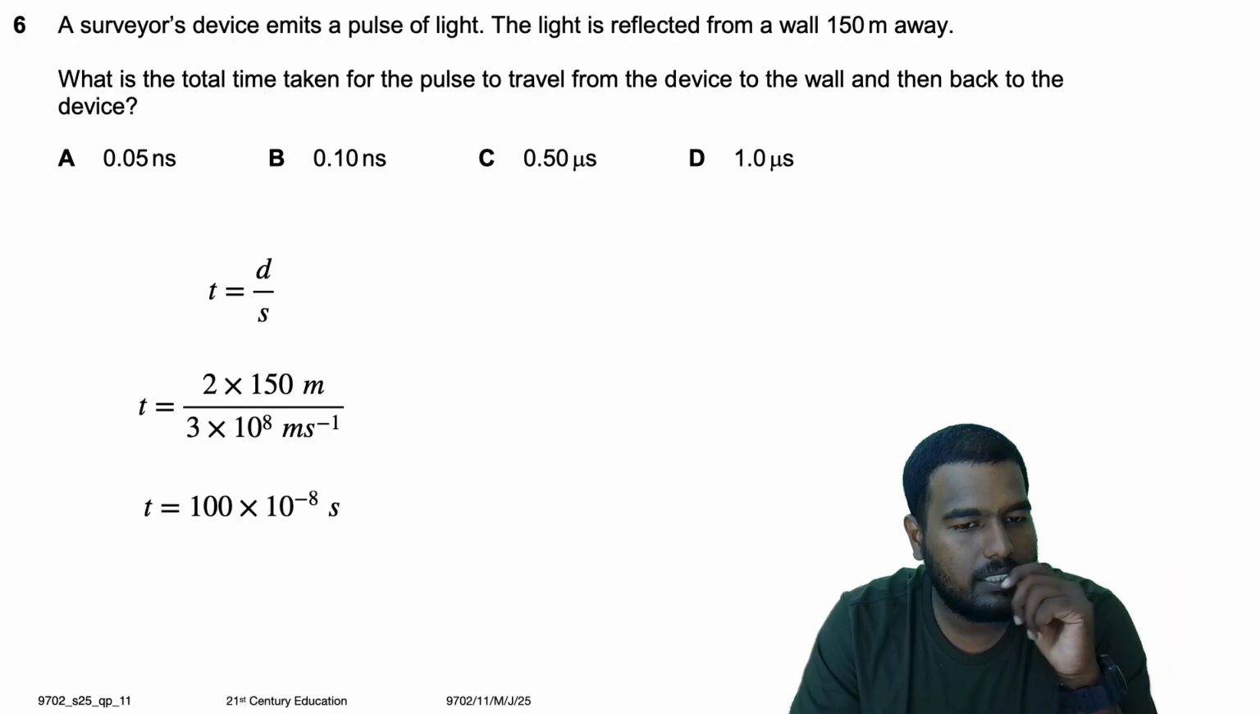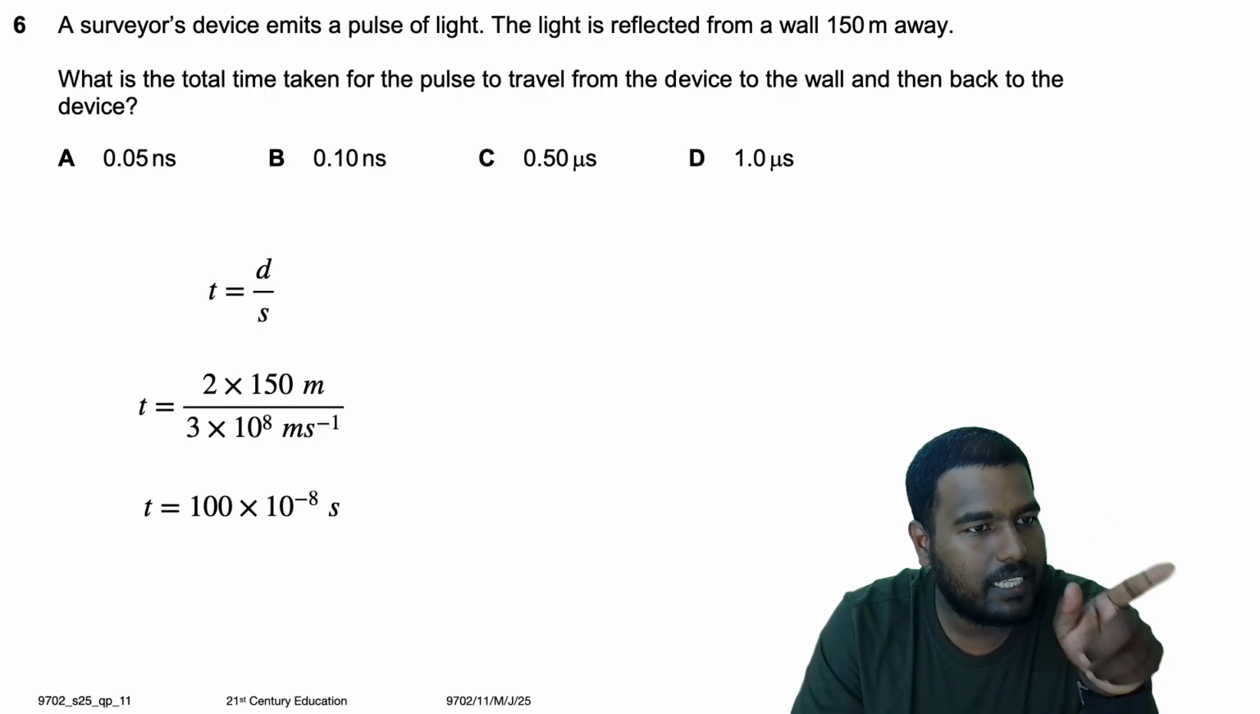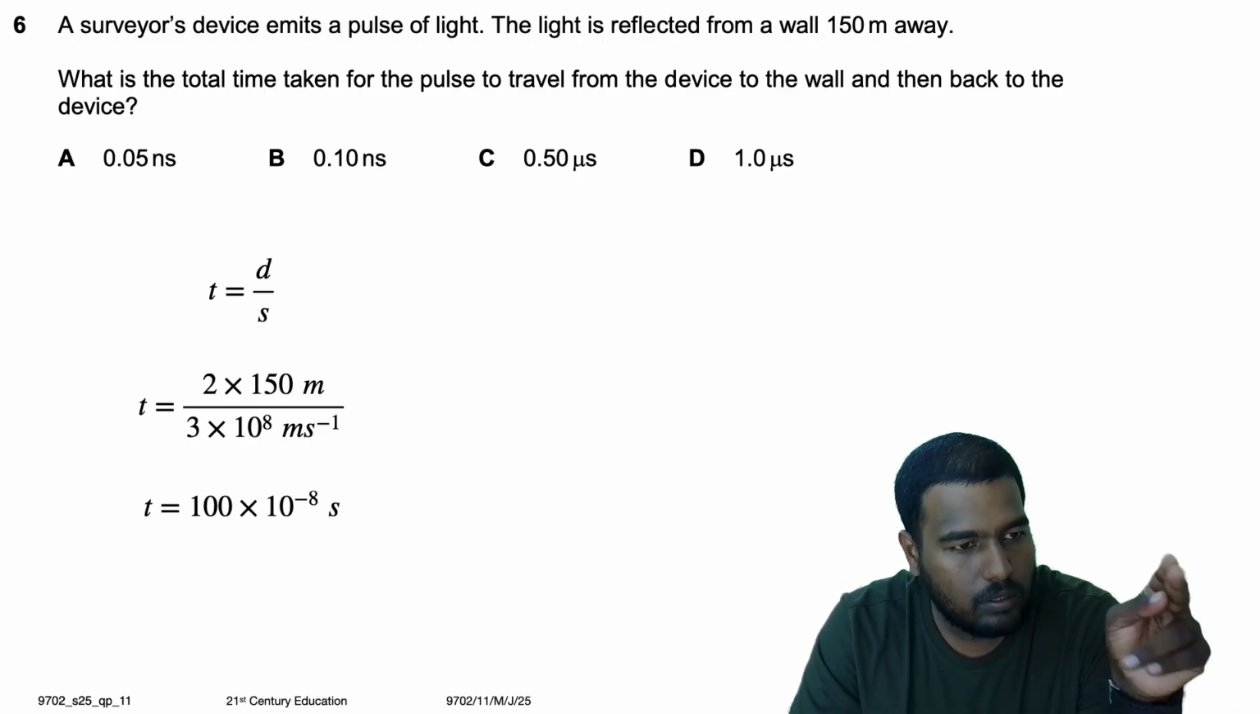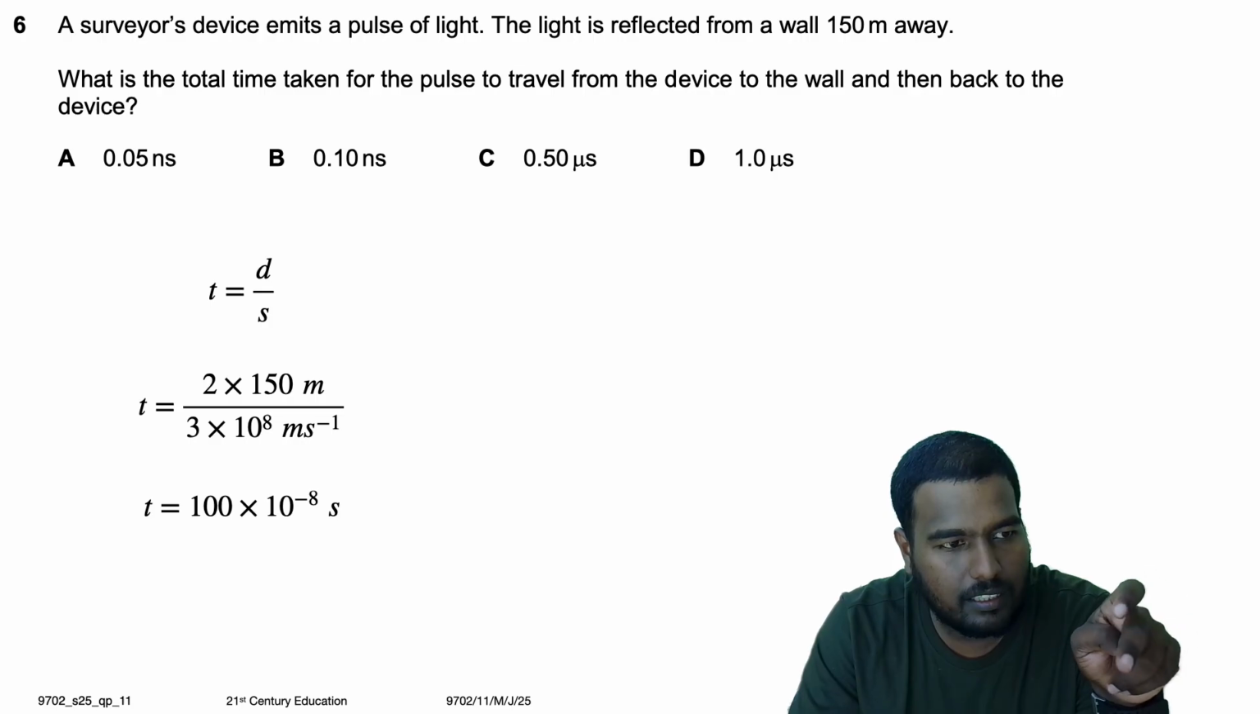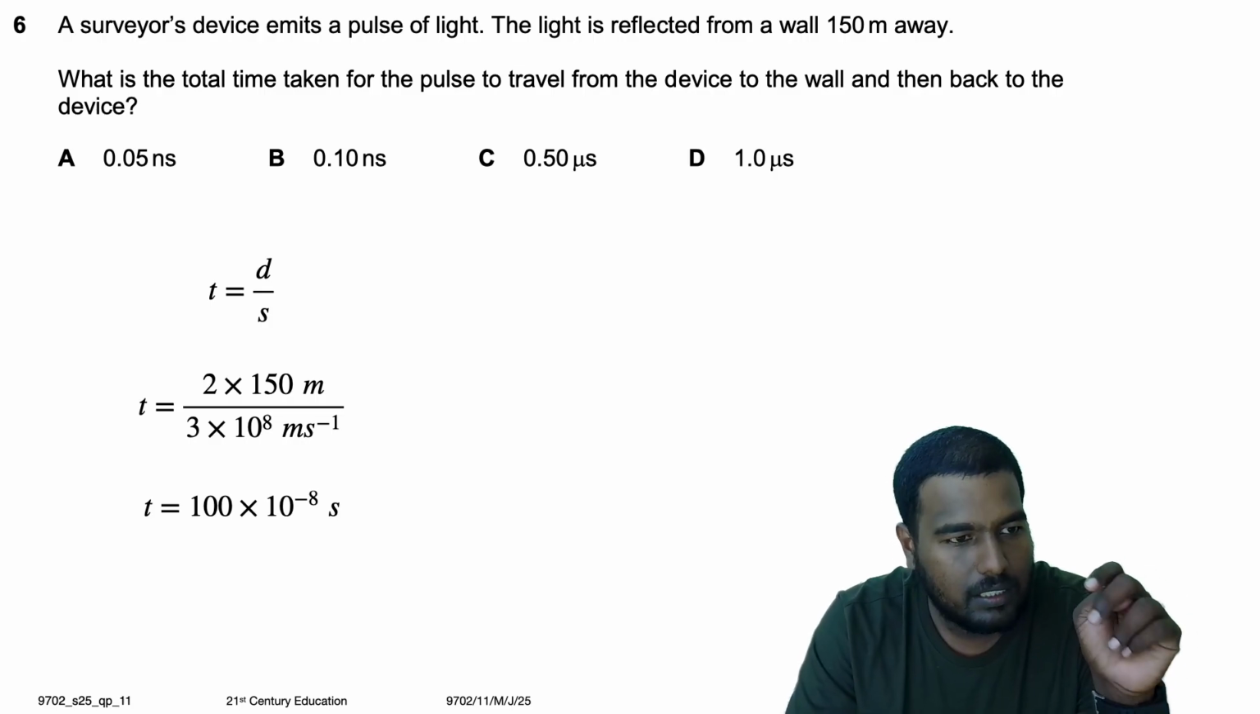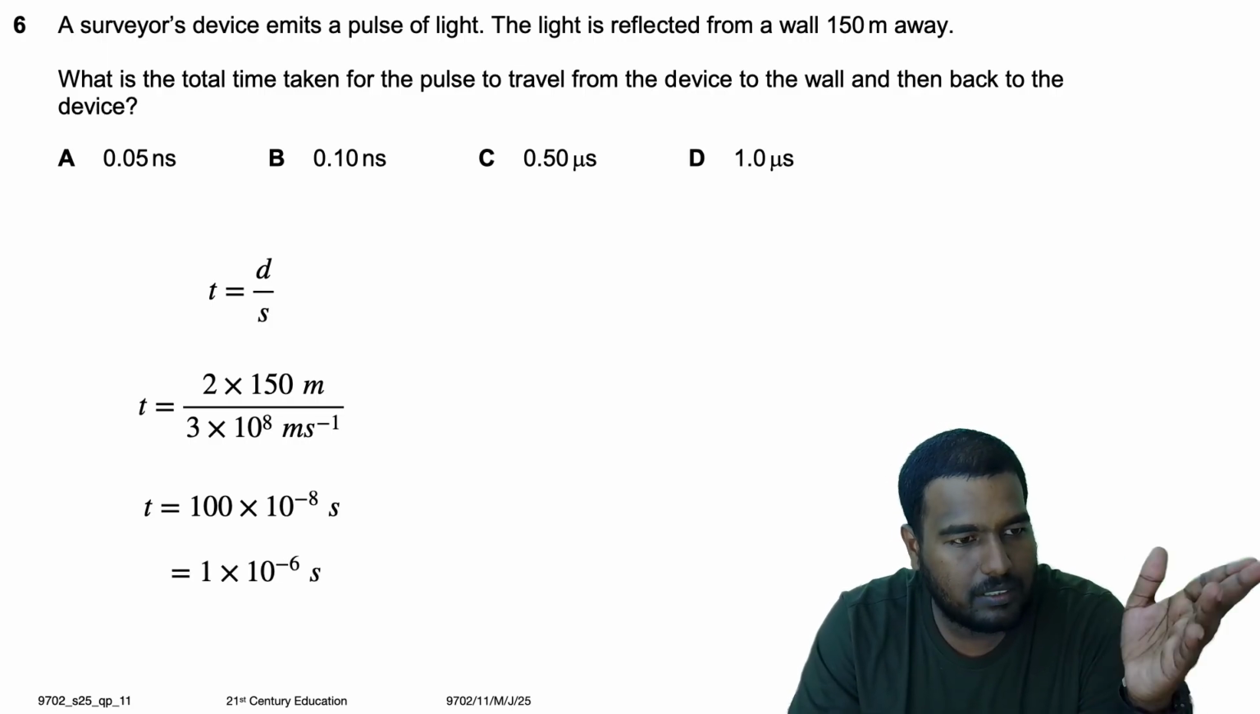But none of the answers is in this format. It's either in nanosecond or in millisecond. So this value we can see is close to microsecond, because 100 multiplied by 10 power minus 8. If we cancel the zeros, we'll get 10 power minus 6. So I can write it as 1 into 10 power minus 6, which is 1 microsecond.